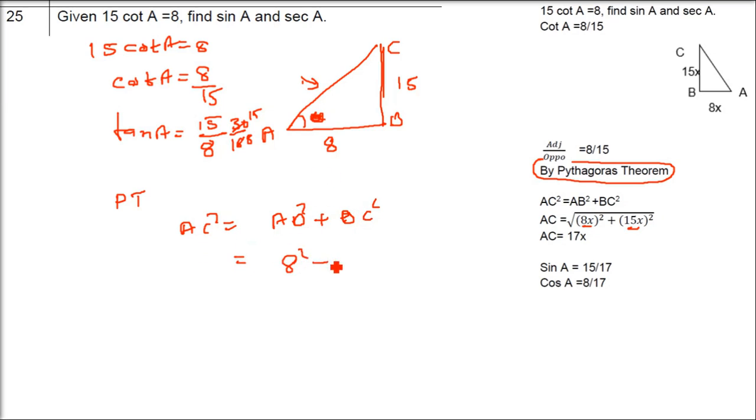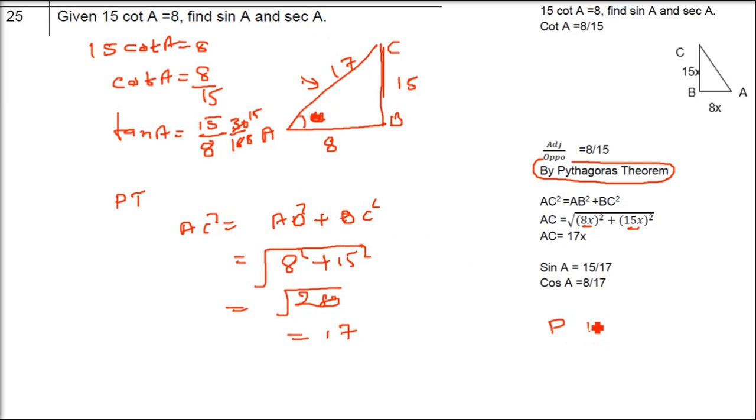Since this is 8 square and 15 square, and when you take the under root, let me tell you it is 289. Under root of 289 is 17. So this side will come as 17. Now you have all the three sides of the triangle. You can find out sin A and sec A also.